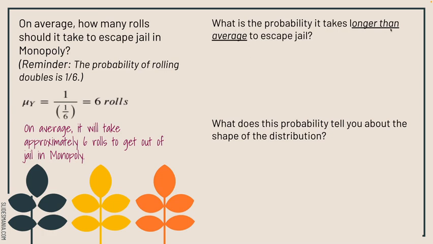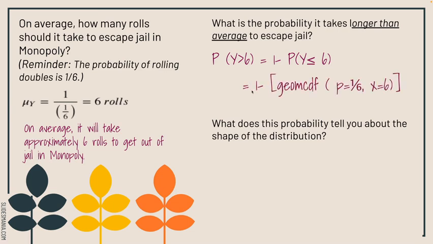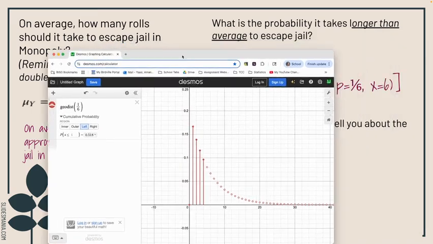What is the probability it takes longer than average to escape jail? So longer than average would mean greater than 6. So if we want to do this in the calculator, we'd have to do 1 minus probability Y is less than or equal to 6. And so we'd have to put that in the calculator. So it would be 1 minus geometric CDF of that, which gets that. Or we could put it into Desmos.